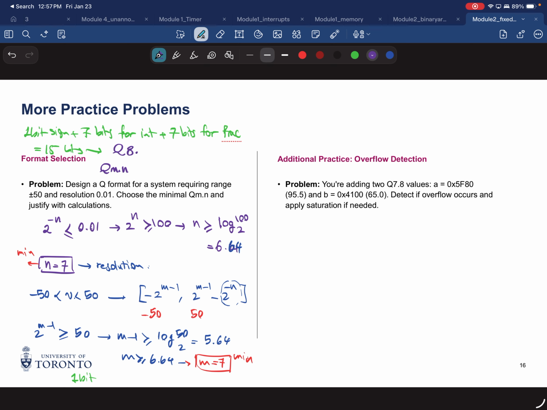Q8.8. A standard one, right? We have a total of 16 bits.